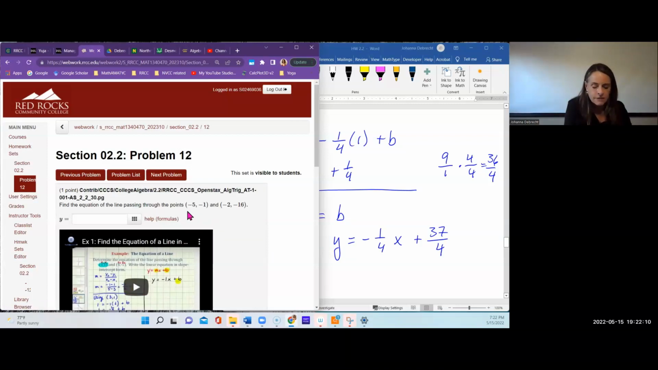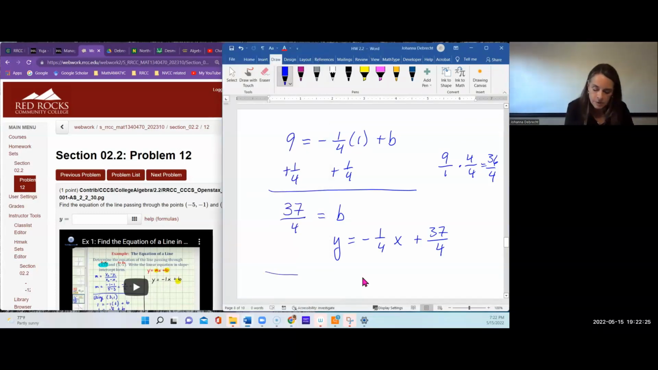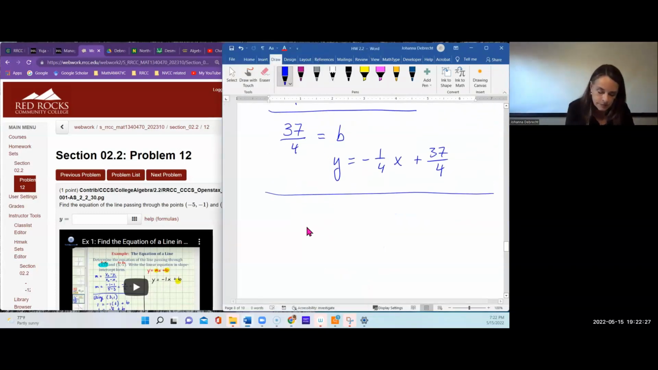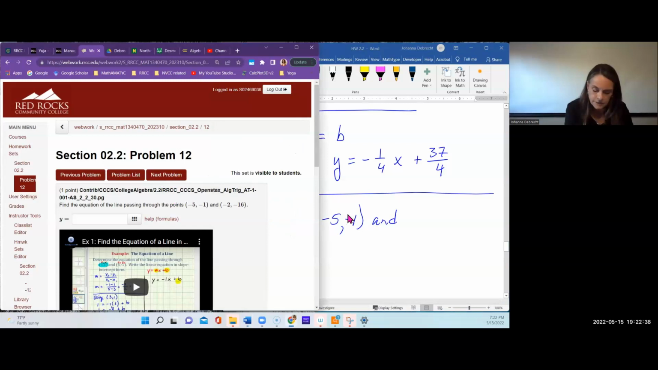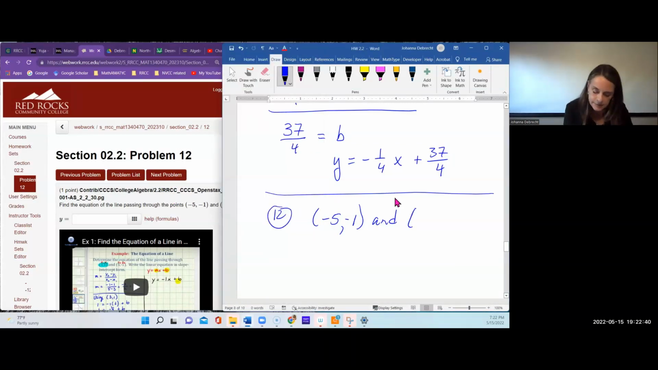Looking for the equation of a line that passes through 2 points means that first we have to find the slope of the line, and then we can use either point to find the value of b and rewrite the equation in slope-intercept form. Let's take a look at this problem here. Our ordered pairs are -5, -1, and -2, -16.